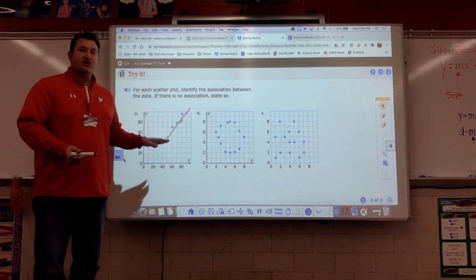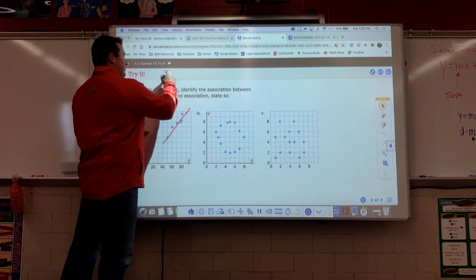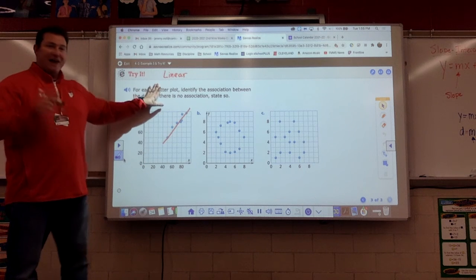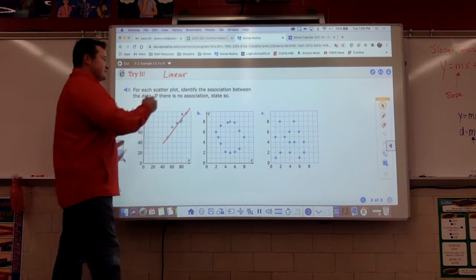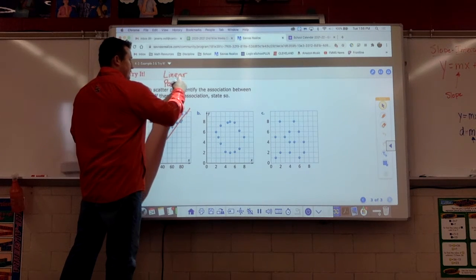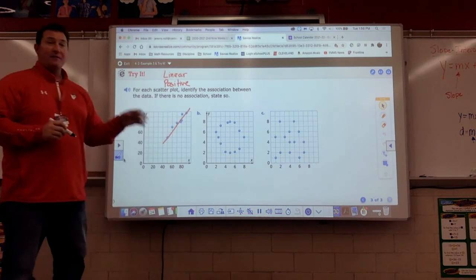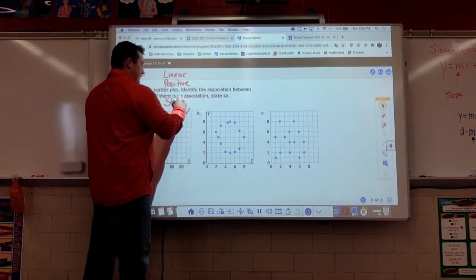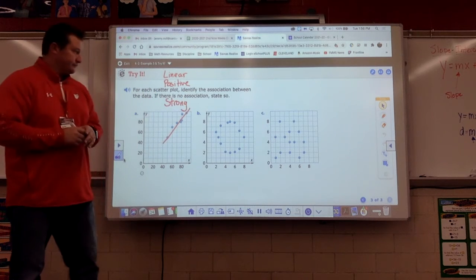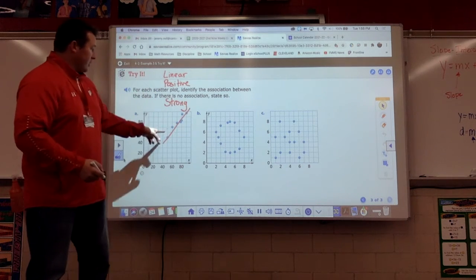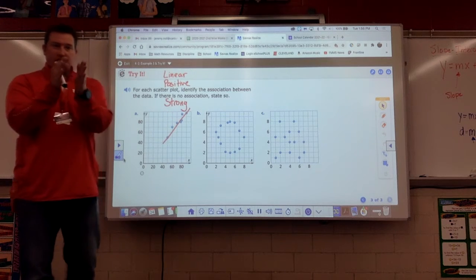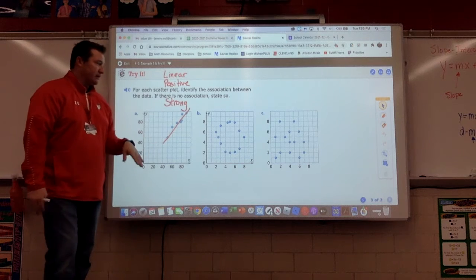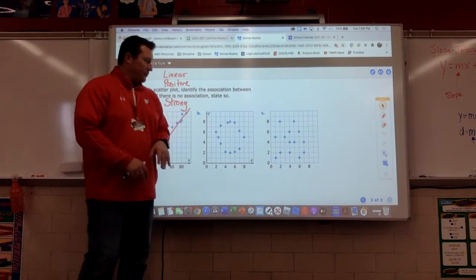Okay? So let's describe this. First off, this is linear. Okay? Linear. So now we have positive or negative. This one's definitely positive. And then we will also describe it as strong or weak. Yes, you guessed correctly. This one is strong. Why is it strong? Well, all of these dots are scrunched in really close to the trend line that I drew. If they were spaced out further away, that would be weak.